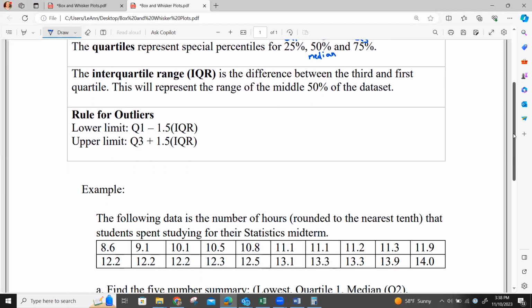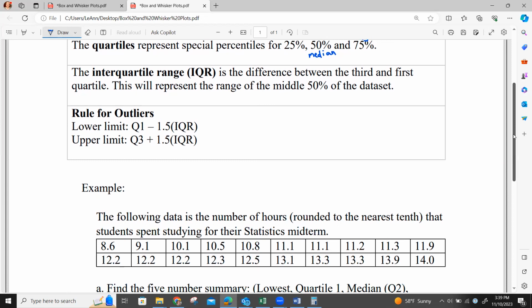And then when we want to know if something is possibly an outlier, we have this rule for outliers. The lower limit, beyond which we have a possible outlier, would be our Q1 value minus 1.5 times the IQR. And then the upper limit is Q3, whatever the value is at that 75th percentile, plus 1.5 times the IQR. Okay, so we'll show you how to use that in a minute.